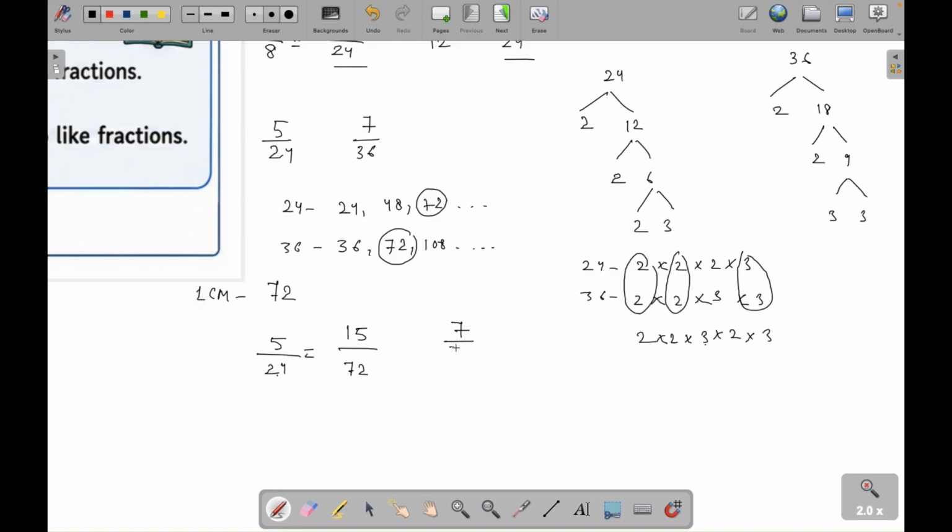Now I have 7 by 36. I know the denominator must be 72. So I'll write 72 here. So 36 2s are 72. I should multiply 7 with 2 as well. So I'll get 14. So now 5 by 24 becomes 15 by 72, and 7 by 36 becomes 14 by 72. Now they become like fractions without changing their values.